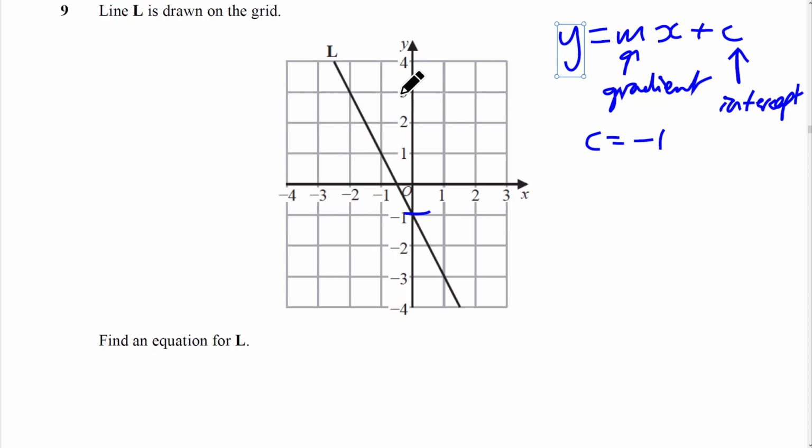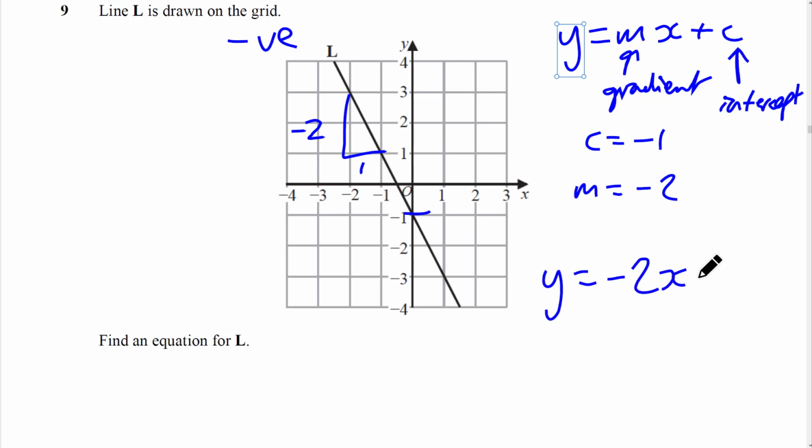Let's find the gradient. The scales are the same, so that's nice. It's going downhill, so the gradient's going to be negative. People do make that mistake of not realising that and use it as a positive 2. So it's going down 2, and that's 1. So m equals -2. That's just y equals -2x minus 1.